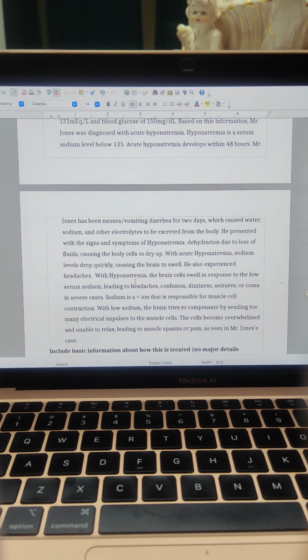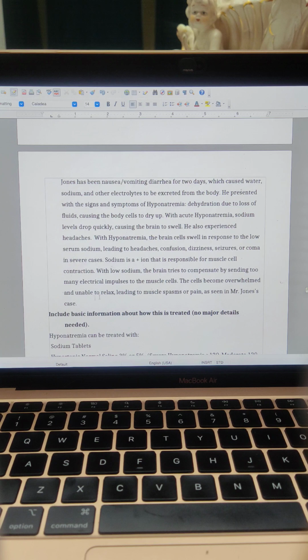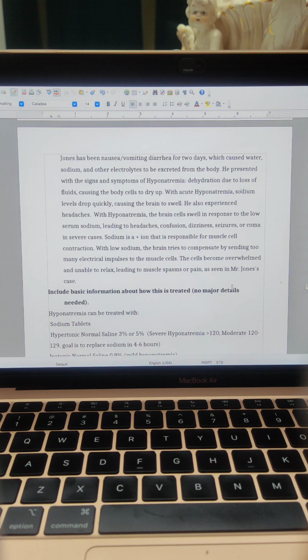And Mr. Jones also experienced headaches, which can be a sign of the brain swelling. Also with hyponatremia, the brain swells in response to the low sodium, leading to headaches, confusion, dizziness, and sometimes seizures or coma in severe cases. So sodium is an ion that is responsible for muscle cell contraction. So with low sodium, the brain tries to compensate by sending too many electrical impulses to the muscle cells. The cells become overwhelmed and unable to relax, leading to muscle spasm, pain, as seen in the case of Mr. Jones.